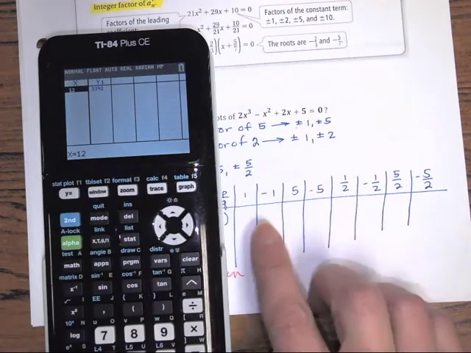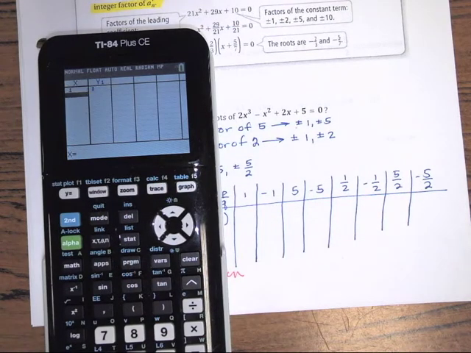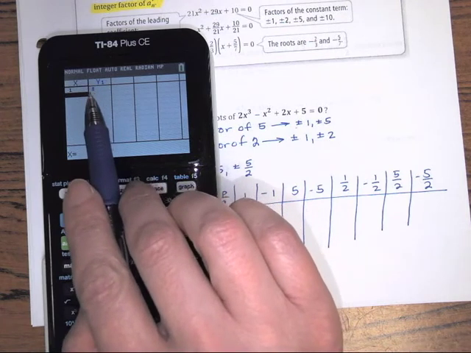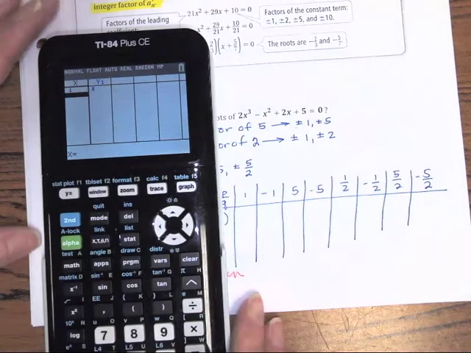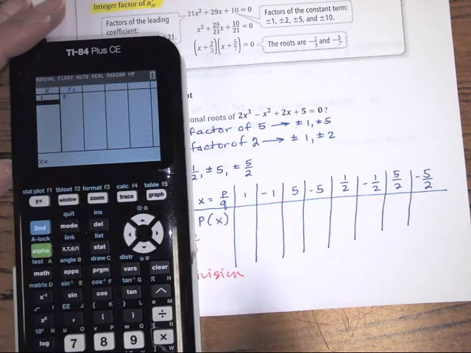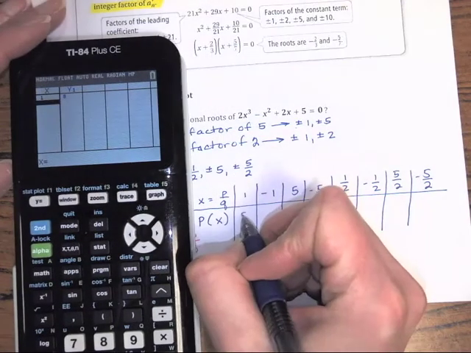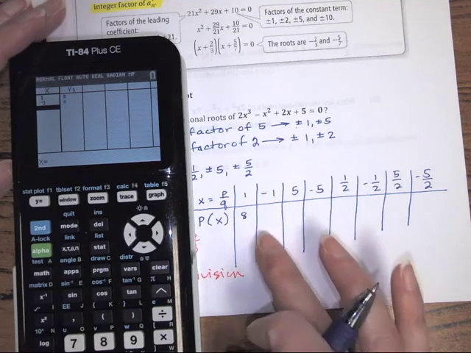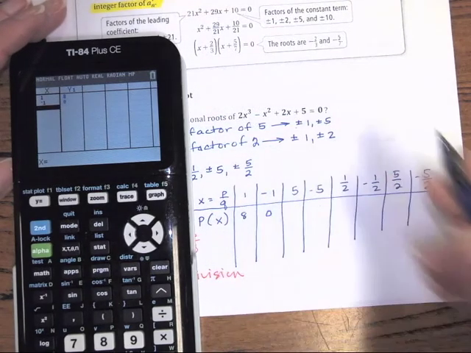So I'm going to go here and I'm going to put in a 1. And what it's telling me is that my y value, which is my P of X value, is 8. Okay? Now I'm going to put in a -1. That's my next one. Oh, I got a 0. Do you know what that means?